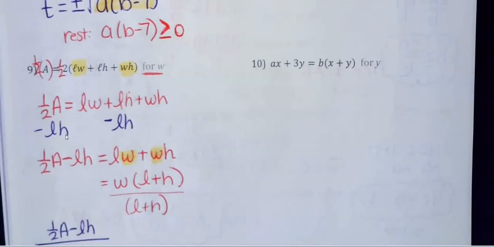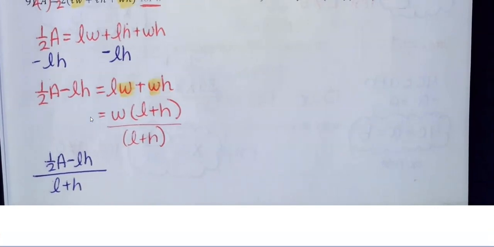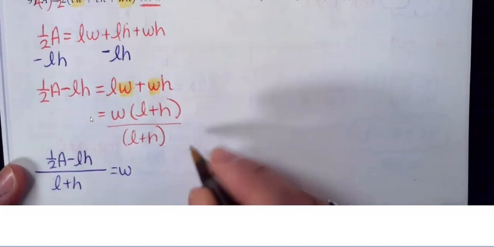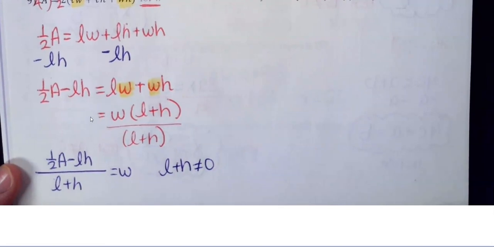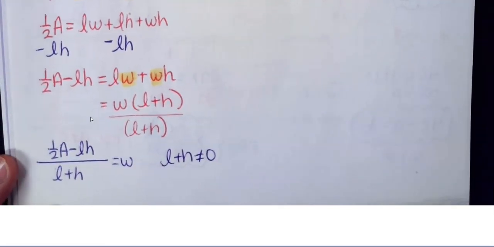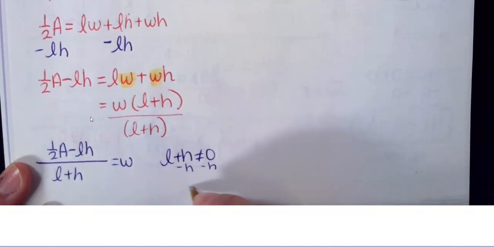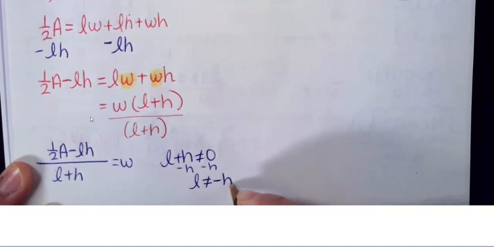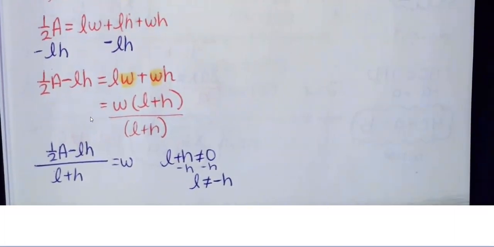And you can just leave it right like that as your answer. And then just remember for your restrictions, you cannot have a denominator equal to 0. So L plus H could not be equal to 0. If you put that on a test or quiz, I would take it right like that. Or if you want to take it that little extra step, L cannot be equal to the opposite of H. That would make that denominator equal to 0.